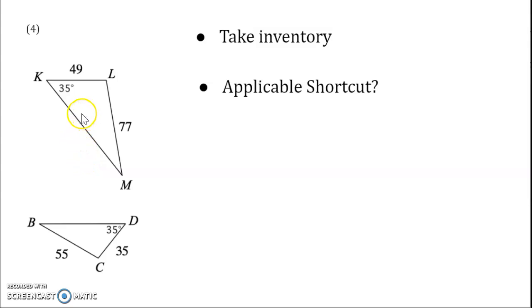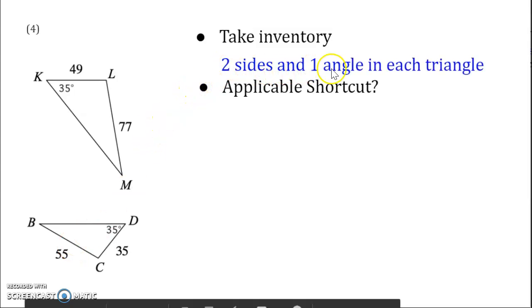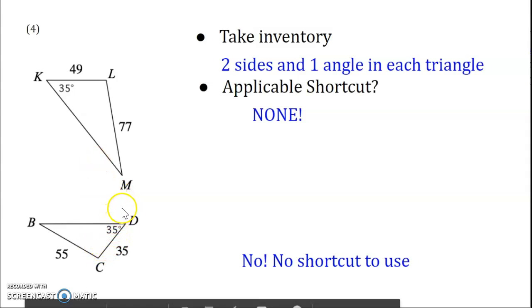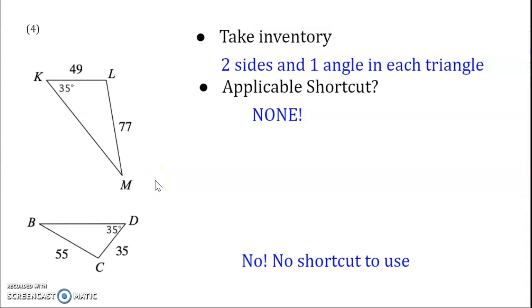And then lastly, take inventory. What do we have? We have an angle here, a side here, and a side here. We have an angle here, a side here, and a side here. So we have two sides and one angle in each triangle, but there is no applicable shortcut. Okay, remember ASS is not a similarity shortcut, just the same way that ASS is not a congruence shortcut. So no shortcut to use, so we don't even have to go any further. Those two triangles, we don't know for sure. Even though they look similar, we don't know for sure. So we're not even going to go there.